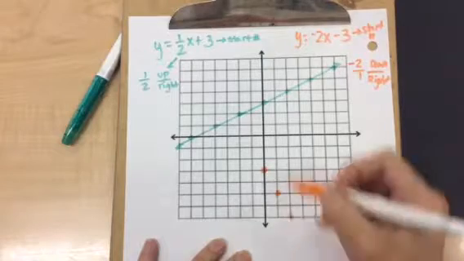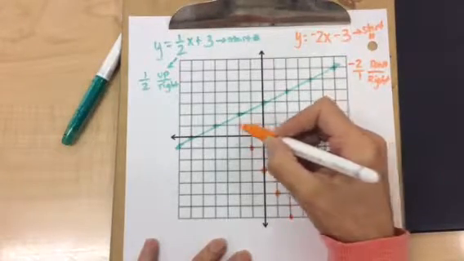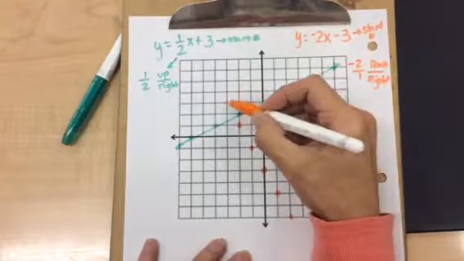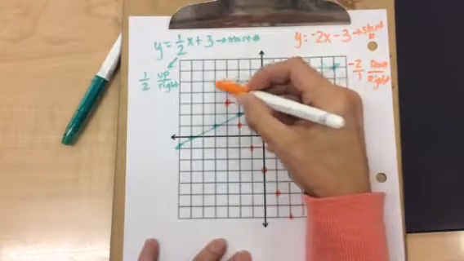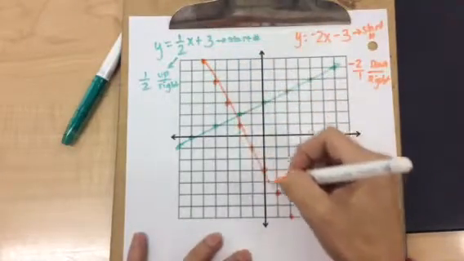Down 2 to the right 1. And we're going to go up 2 to the left 1. Up 2 to the left 1. And I'm going to continue that pattern. And then I'm going to connect my dots.